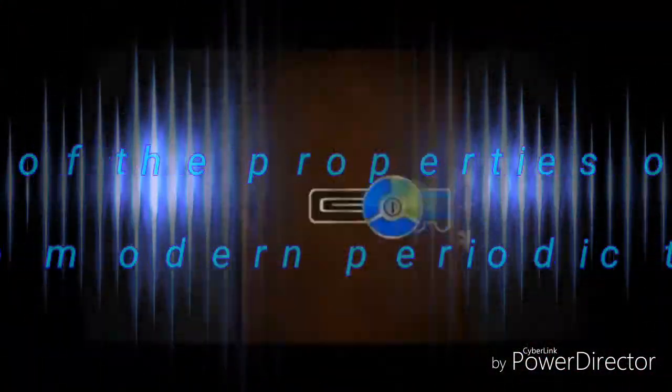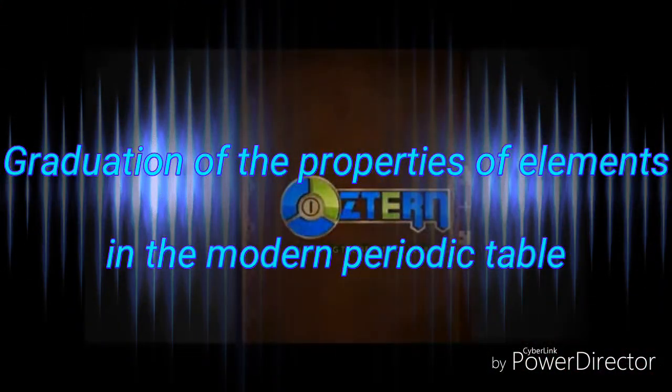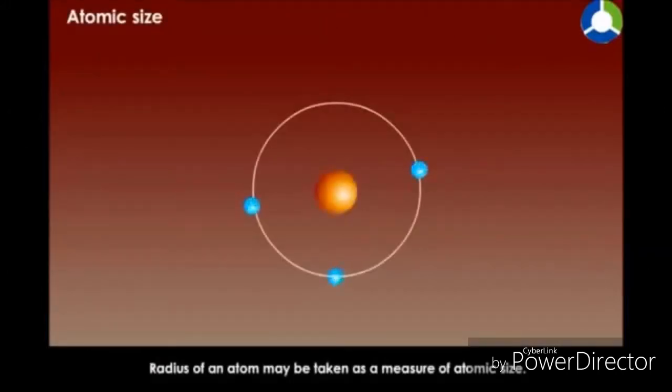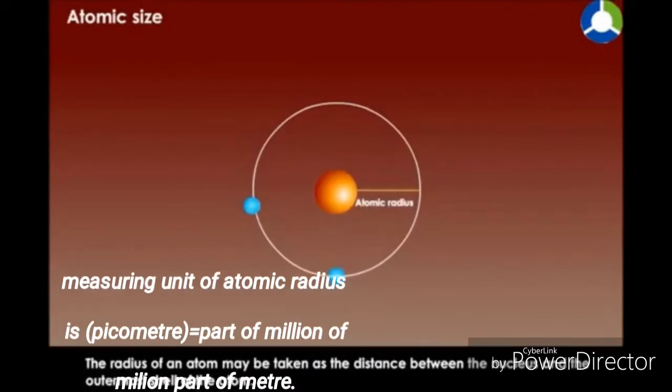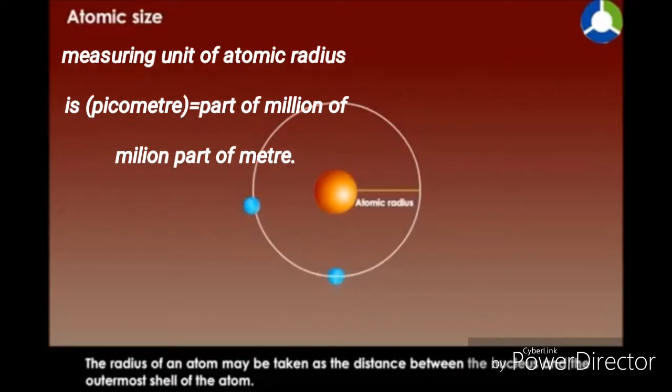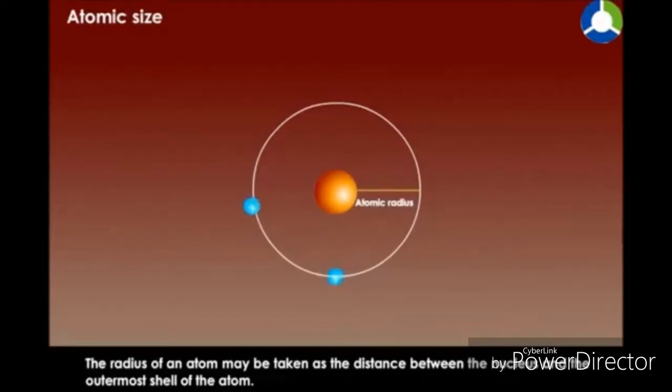We are going to learn about the gradation of the properties of elements in the modern periodic table, and we will know that there is a relation between these properties and the electronic configuration of elements. First of all, atomic size. The radius of an atom is taken as a measure of atomic size, and it is the distance between the nucleus and the outermost energy level. Its measuring unit is the picometer, which equals one millionth of a meter.